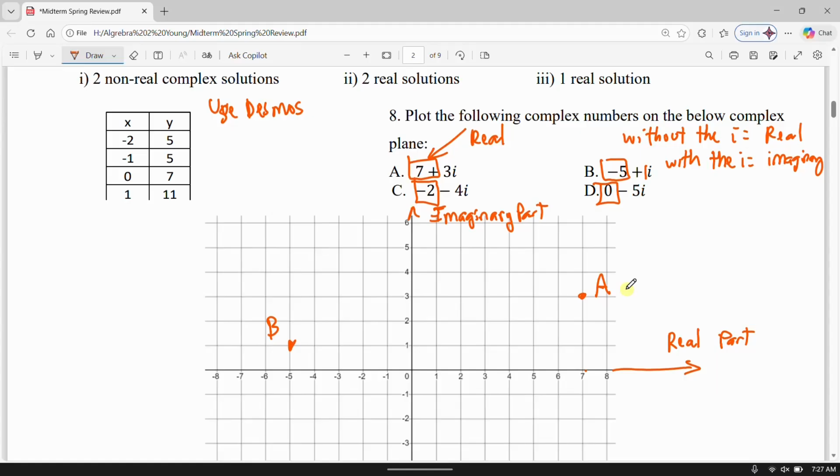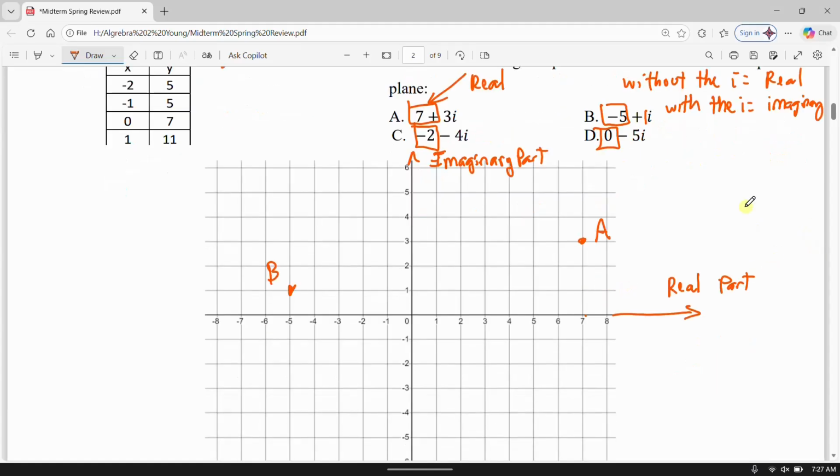Point C, negative 2. I have to move my screen up a little bit. Negative 2 to the left, and then negative 4 down here. So this is point C. And point D, 0. You don't have to move left or right, but you move down 5. So that's how you plot the complex number.